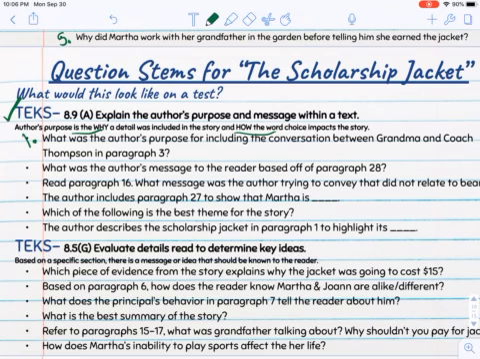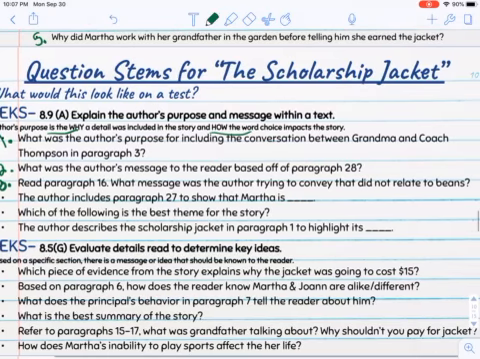1. What was the author's purpose for including the conversation between Grandma and Coach Thompson in paragraph 3? 2. What was the author's message to the reader based off of paragraph 28? 3. Read paragraph 16. What message was the author trying to convey that did not relate to the beans?